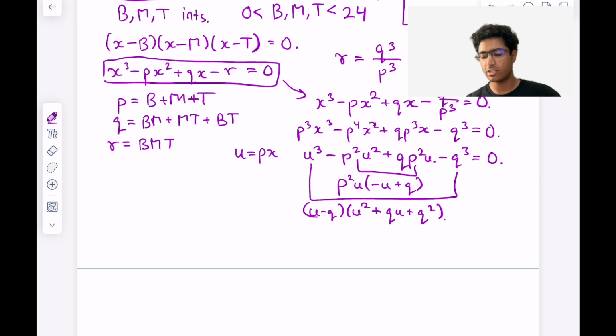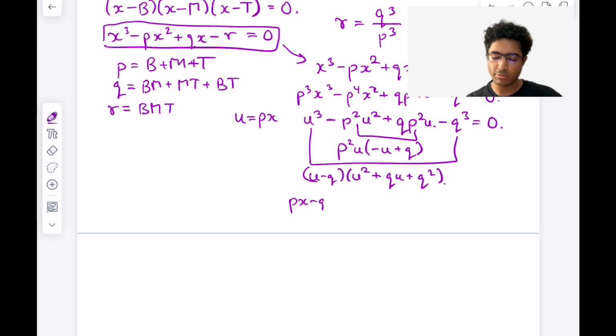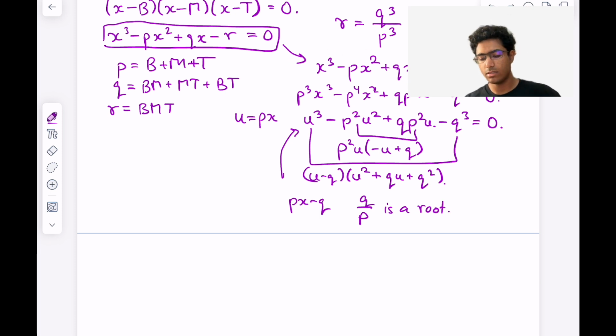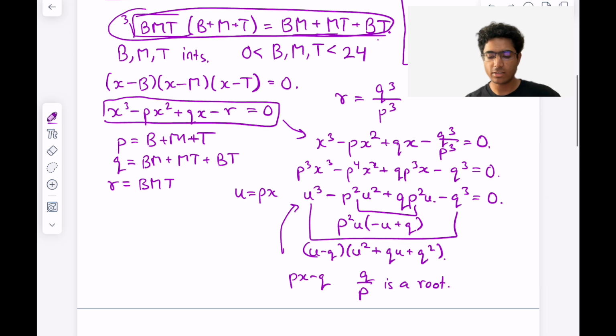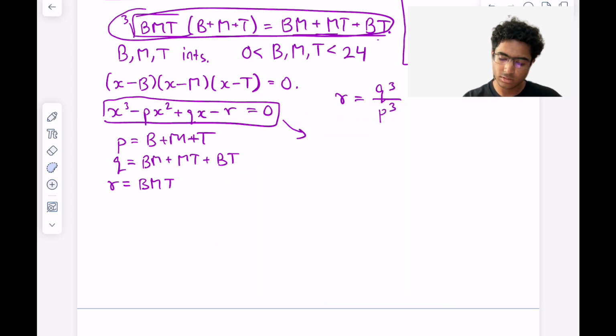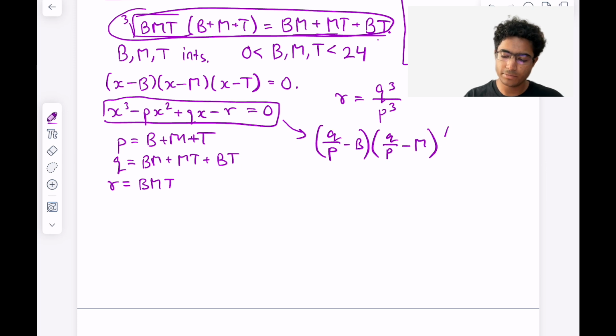And we see that u minus q divides both of these terms, and so divides the whole polynomial. That is, px minus q is a factor of this polynomial. That tells us that q over p is a root of the original polynomial. So let's try to plug that into our factorized version: we have q over p minus b, q over p minus m, q over p minus t equals 0.